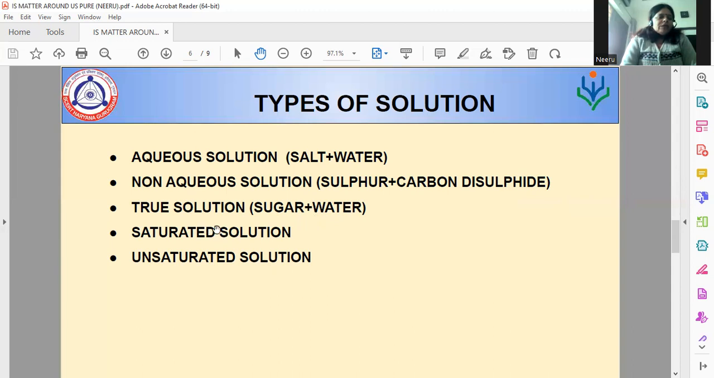Then coming to the next, saturated solution. Here we can say a saturation point has to be achieved. Like if we keep on adding sugar in water, at one point more sugar won't dissolve in it. That is the saturation point, and that solution we call a saturated solution. And an unsaturated solution, like if we heat that solution of sugar and water, then more solute can be added to it. That is an unsaturated solution.